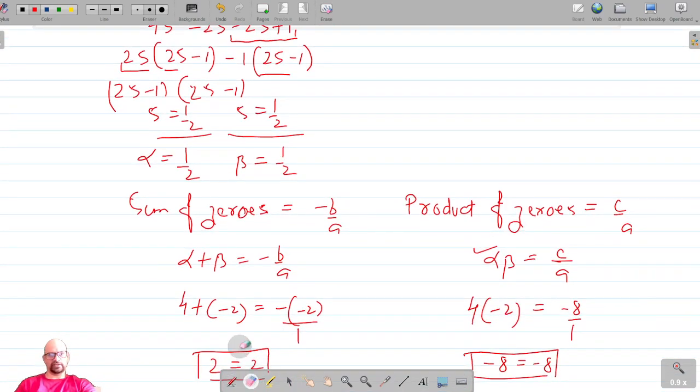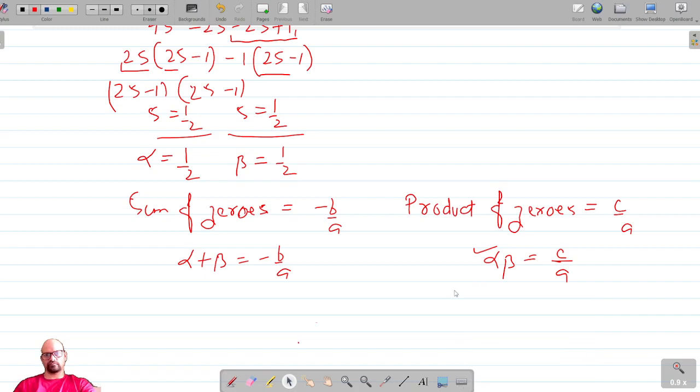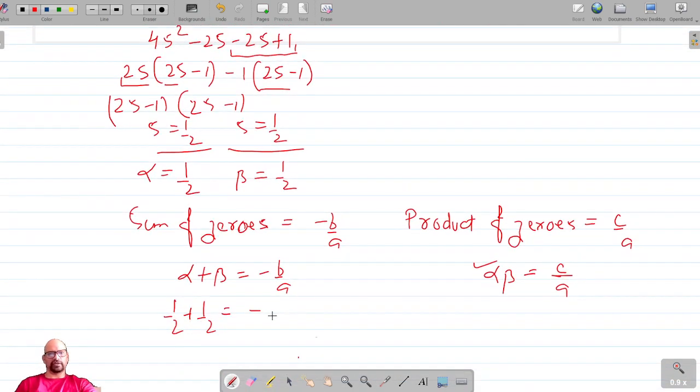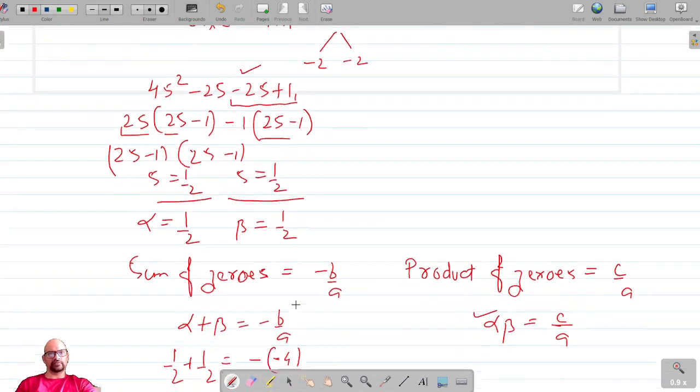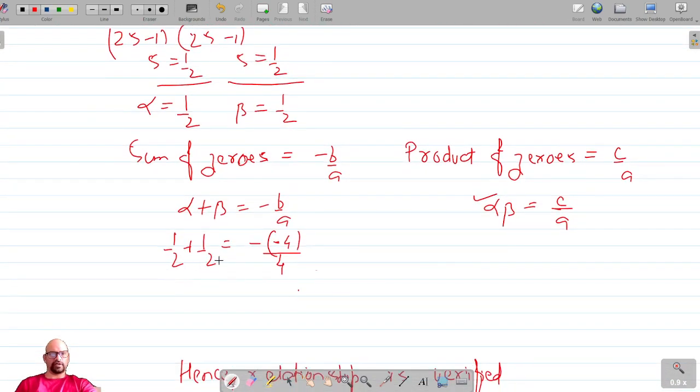Now we have to verify the relationship. Alpha plus beta gives me half plus half, which is equal to negative b by a. b was negative 4 and a is 4. So half plus half is 1, and negative of negative is positive, so 4 by 4 is 1. So 1 is equal to 1.